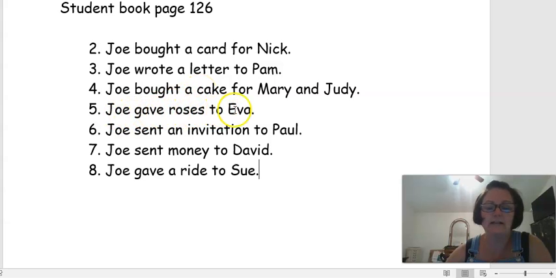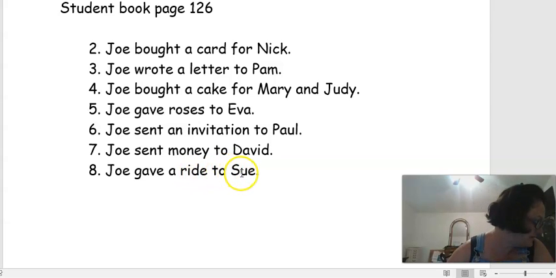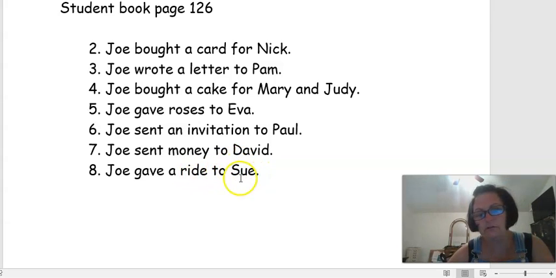Joe gave roses to Eva. Eva is your indirect object. Roses would be the direct object. Joe sent an invitation to Paul. Paul is your indirect object, and the invitation is your direct object. Joe sent money to David. David is your indirect object, and the money is your direct object. Joe gave a ride to Sue. Okay, here Sue is your indirect object, and he gave her a ride, so the ride would be your direct object.